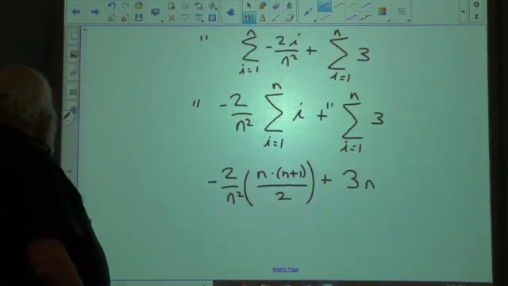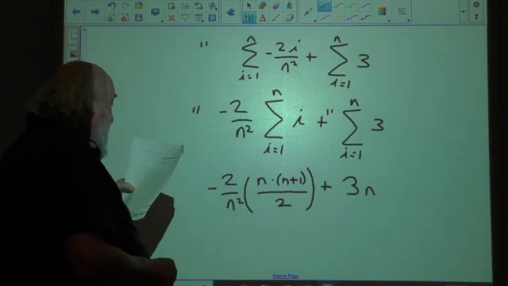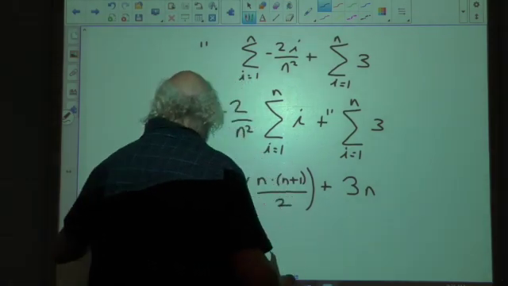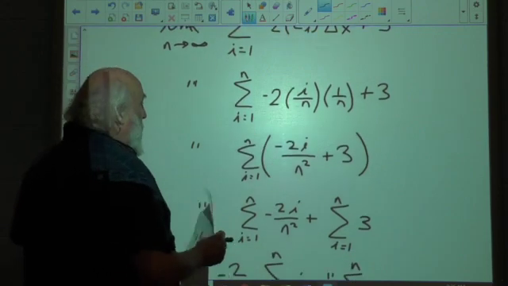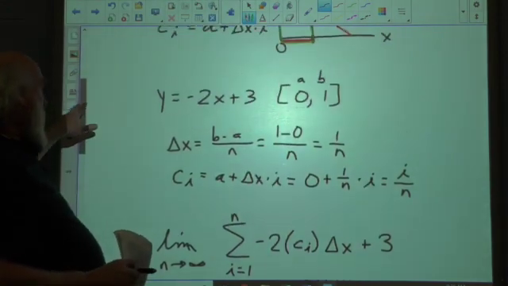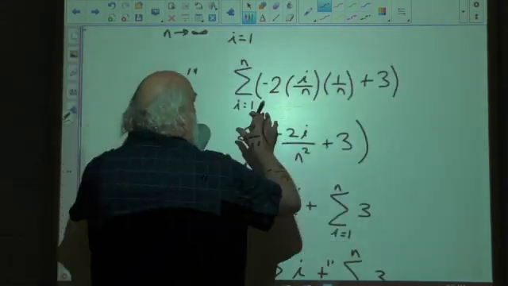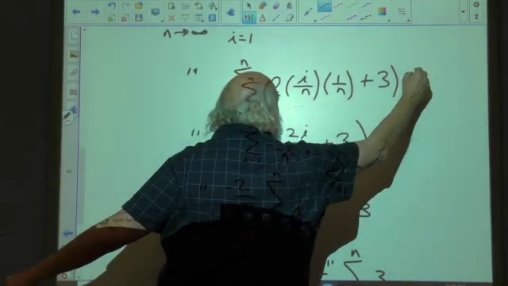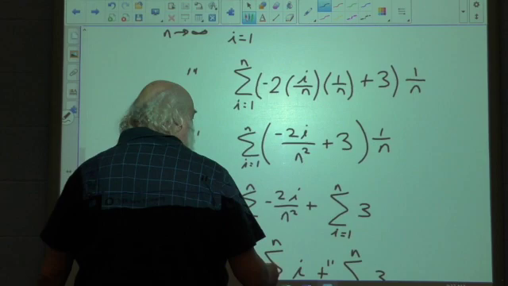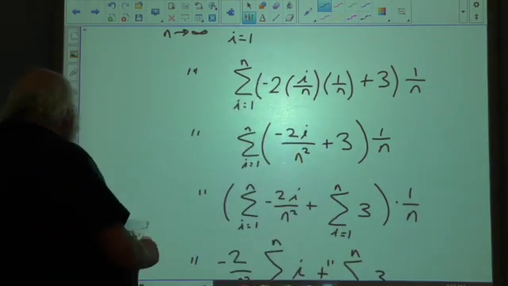Now, I forgot one thing to put in there, and I should know better than that, but I didn't. This whole thing, I haven't put in the value for delta x. So this was all y, and this is going to be 1 over n. And so this is 1 over n here, and this is going to be 1 over n for the whole thing. Okay, that's my delta x that I have put in.